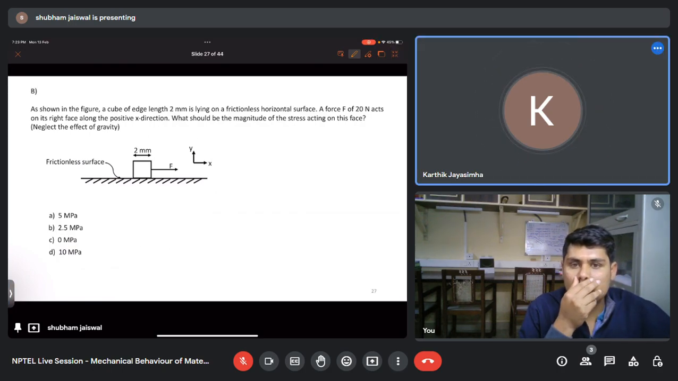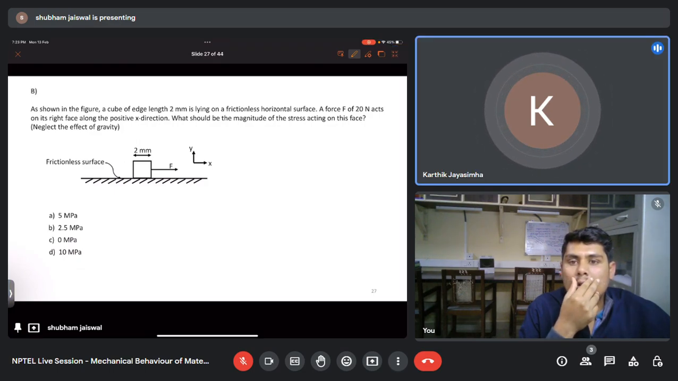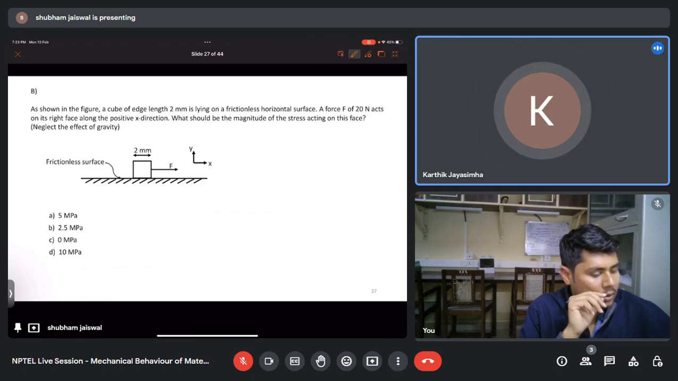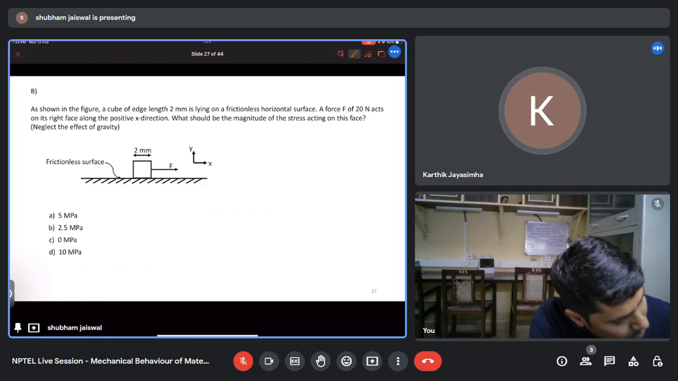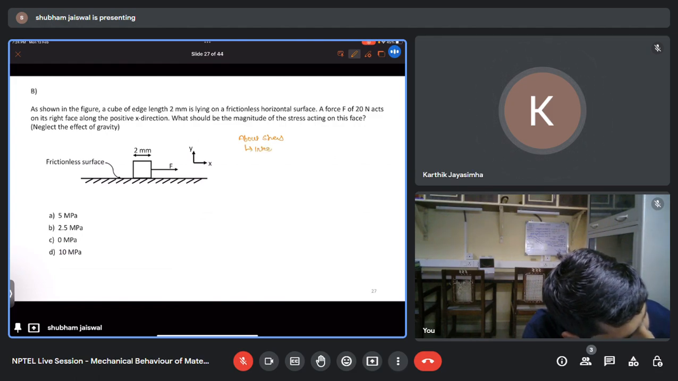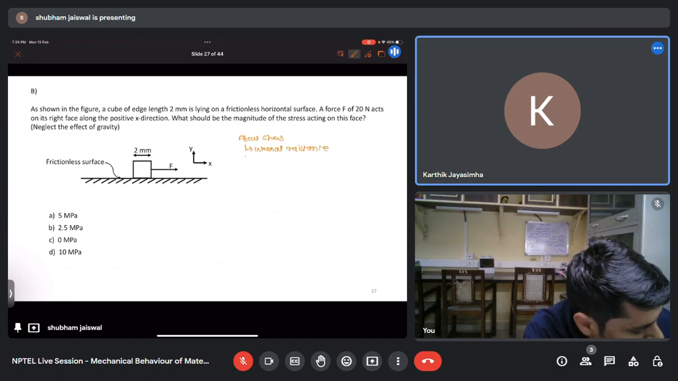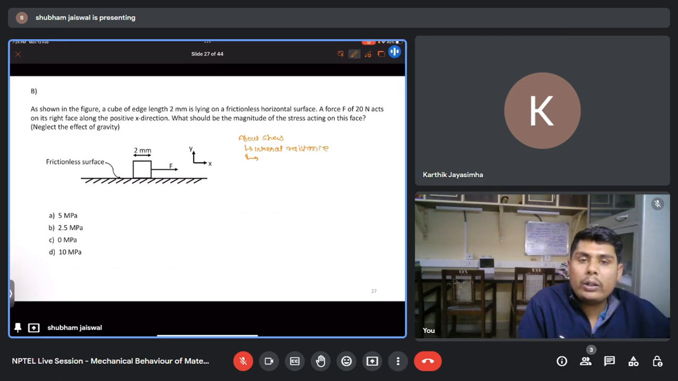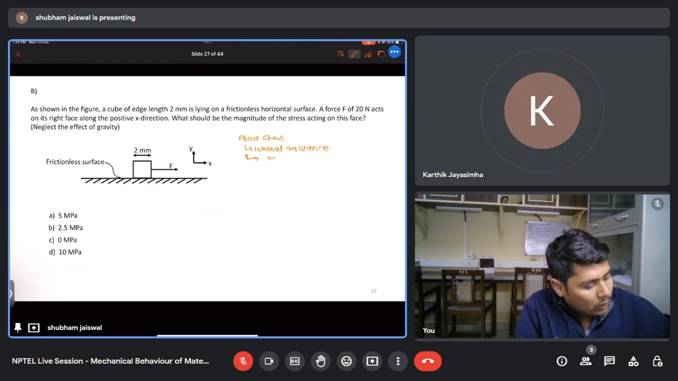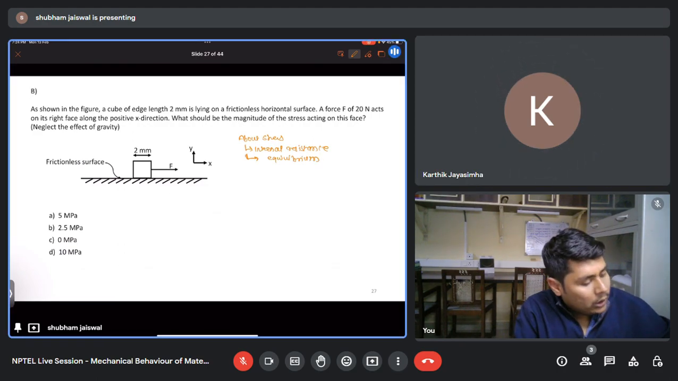Should be 0, sir? And why? Frictionless surface, there is no resistance. Yeah. So, what have we studied about stress? What is stress? It is the internal resistance to deformation. And it is only calculated when the body is in rest, equilibrium. Yeah.